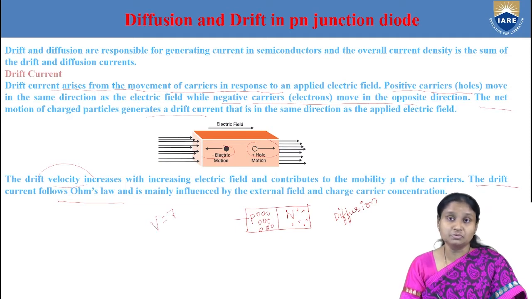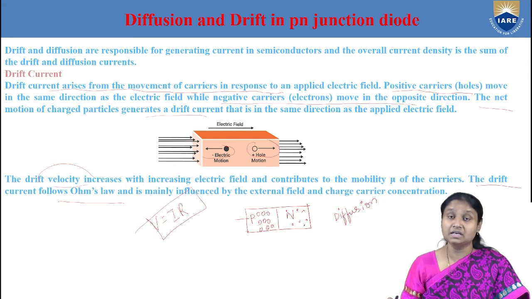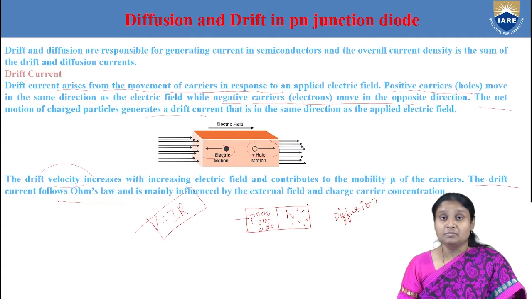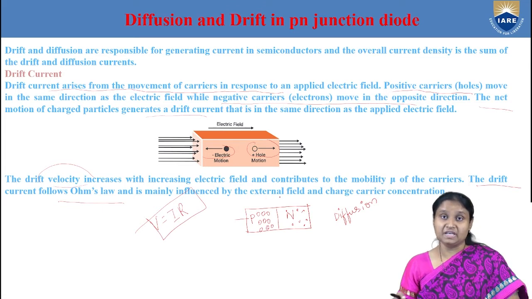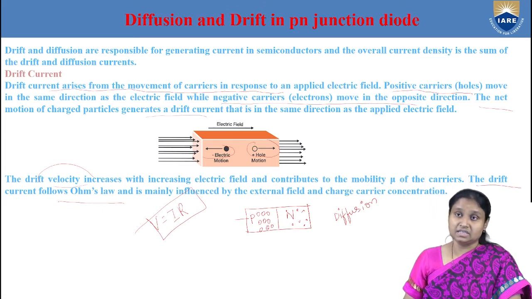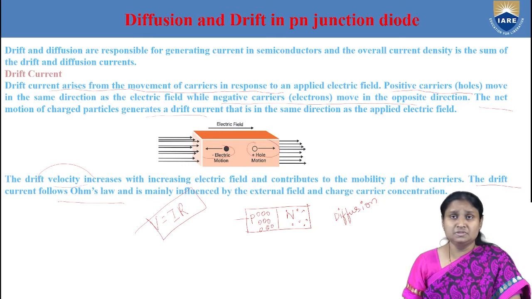is proportional to current. So V is equal to IR, it is Ohm's law, and this law is going to be followed by the current which is produced because of drifting of charge carriers. And as I told you, this drifting process is mainly influenced by external field as well as charge carrier concentration. So this is about the two phenomena, diffusion and drifting in PN junction diode.